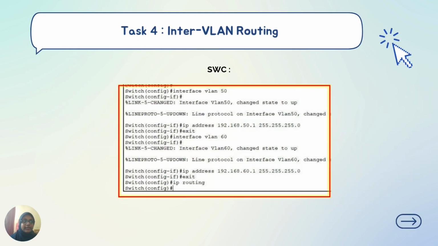Okay, this is the inter-VLAN routing method we use in SWC, SWA, and SWB. Okay, next slide goes to Sharmini.